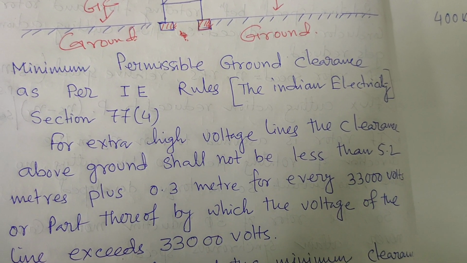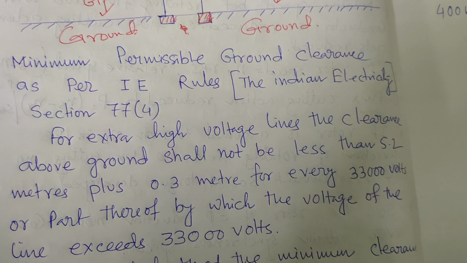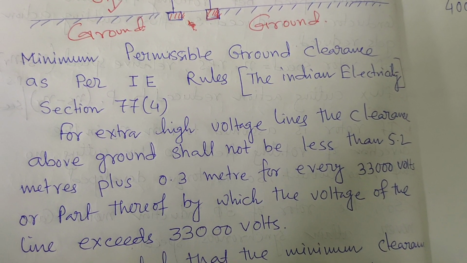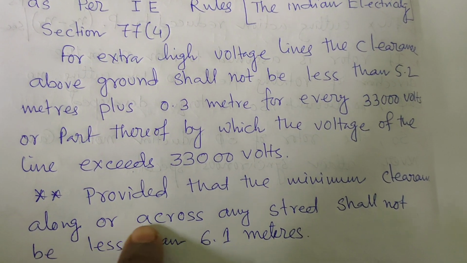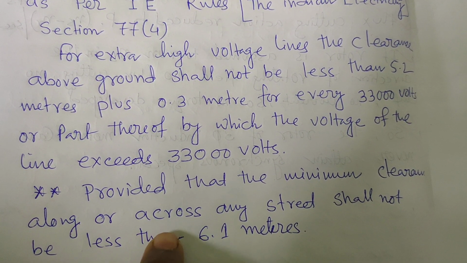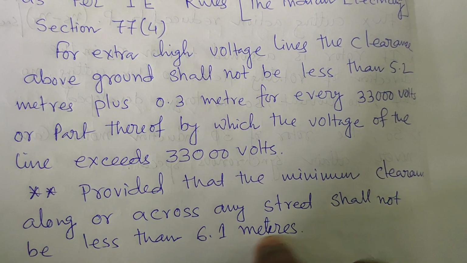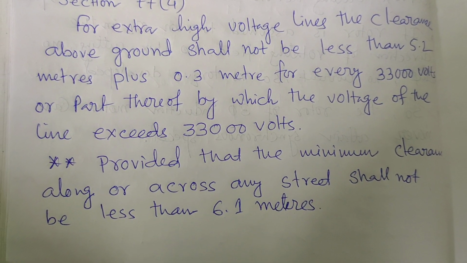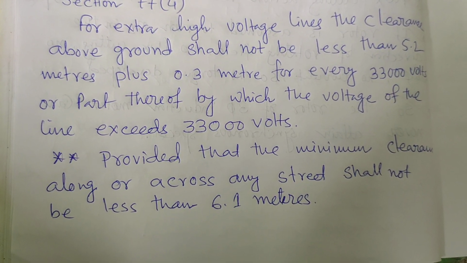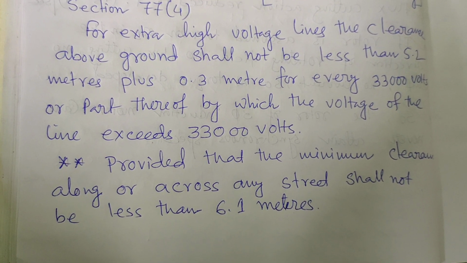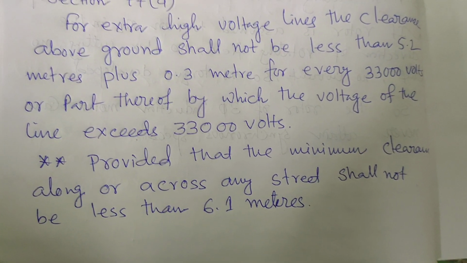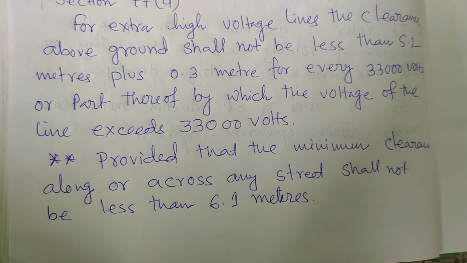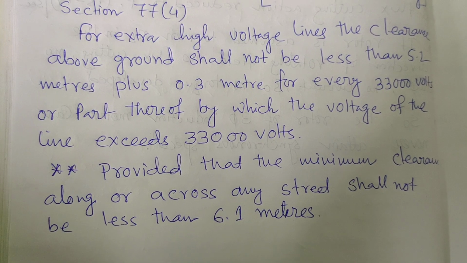After remembering this formula, you cannot forget the exact ground clearance that should be maintained for the transmission line or the distribution line also. So, provided that the minimum clearance along or across the street shall not be less than 6.1 meter. So you have to remember that if the line is crossing the national highway or any street or state highway or local roads, the distance from the ground to the bottom conductor, vertical type and the horizontal type for all conductors, should be 6.1 meter.